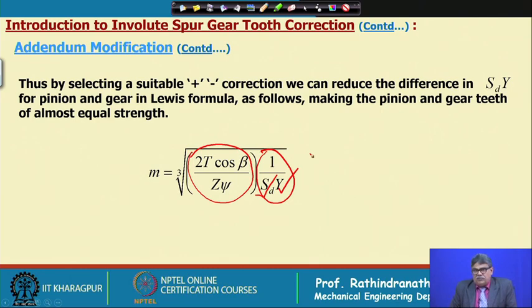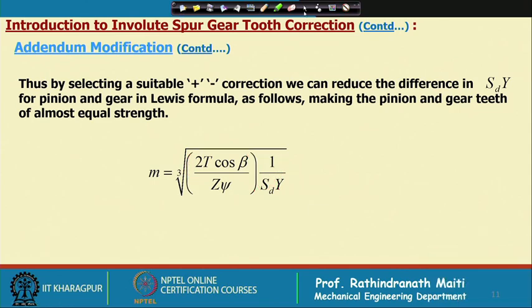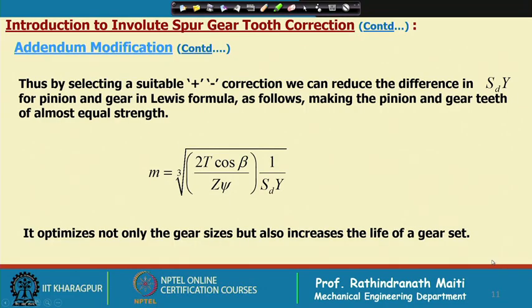Now, keeping the material the same, by modifying the tooth we can increase or decrease Y, and then in such relations we can make the T by Z, because the torque in the other shaft is increasing, more or less the same. So this module will become exactly equal whether we design the gear or the pinion. This is just to give a hint, but in design it is not possible to always make the strengths equal; we can only decrease the differences. Optimization not only reduces the gear sizes but also increases the life of the gear set.